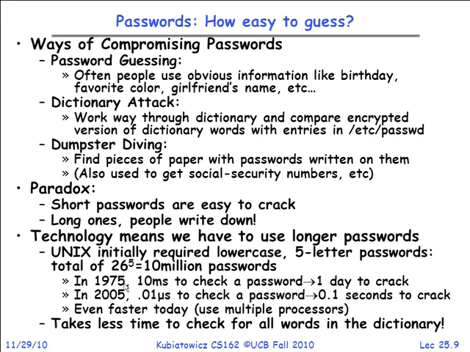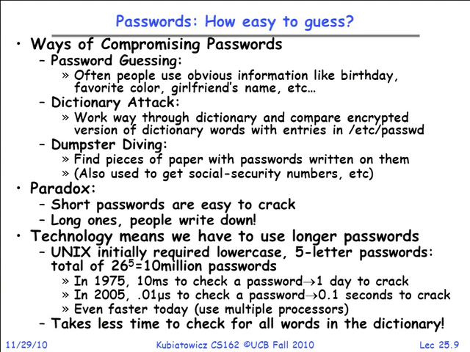So this is just a very brief thing. Originally, Unix allowed 5-letter lowercase passwords, which is 26 to the 5, about 10 million passwords. In 2005, it was about 0.01 microseconds to check a password. That gives you about 0.1 seconds to crack. And of course, today we've got multiple processors to throw at it. So, better not use dictionary words.